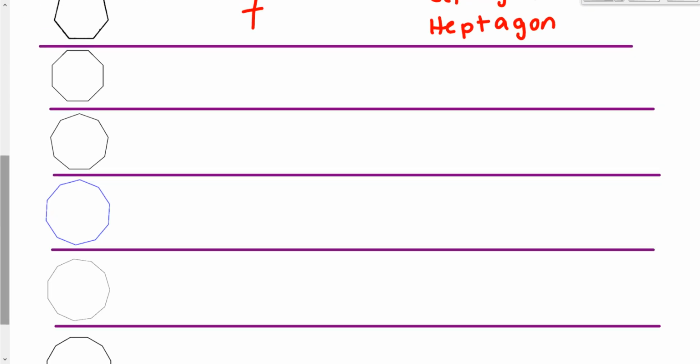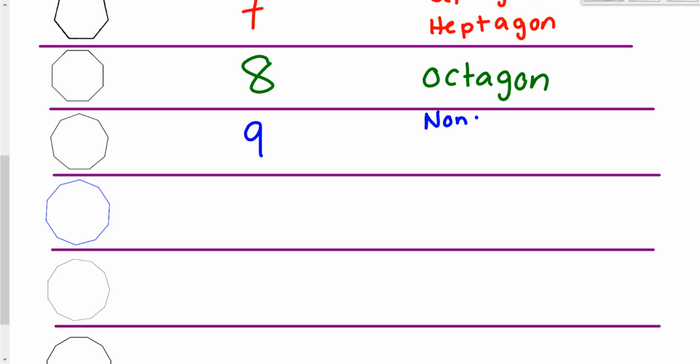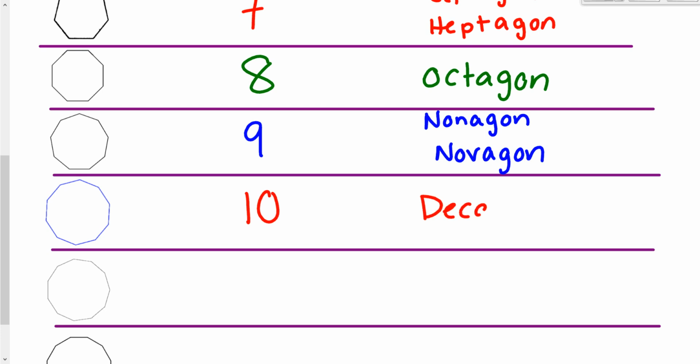An 8-sided shape is known as an octagon, while a 9-sided shape also has 2 names. It's known as a nonagon or a novagon. Okay, not a nineagon. I will not accept nineagon as an answer. A 10-sided shape is known as a decagon.